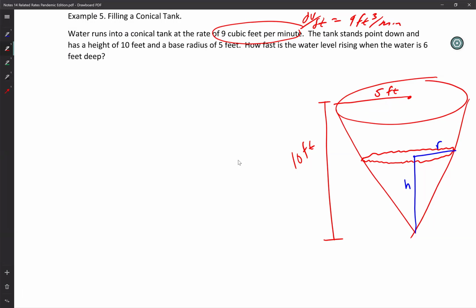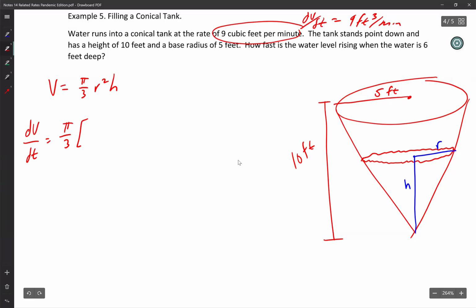You guys ready? So volume of a cone. Well, this thing's not calibrated right. That's fine. Volume of a cone is pi over 3 r squared h. We did that earlier. We're going to take a derivative now with respect to time. So dV/dt equals, we're going to factor out the pi over 3 there. They did give us a dV/dt. They were looking for dH/dt. How fast is the water level rising?